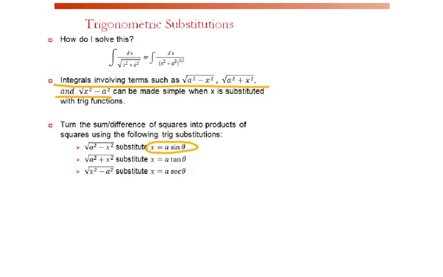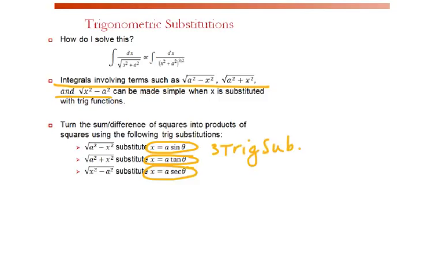If we have the root of a squared plus x squared, we're going to use a tangent of theta for x, and if we have x squared minus a squared, we're going to use an a secant of theta. So there are 3 trig substitutions that we're interested in.